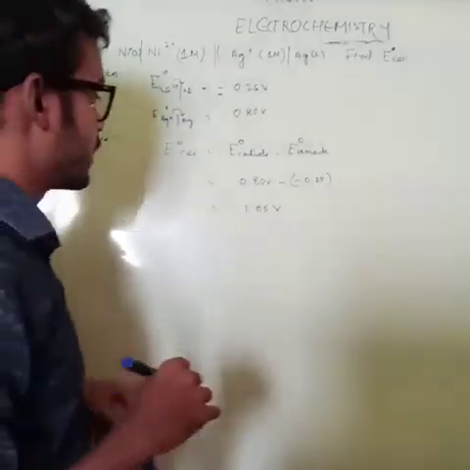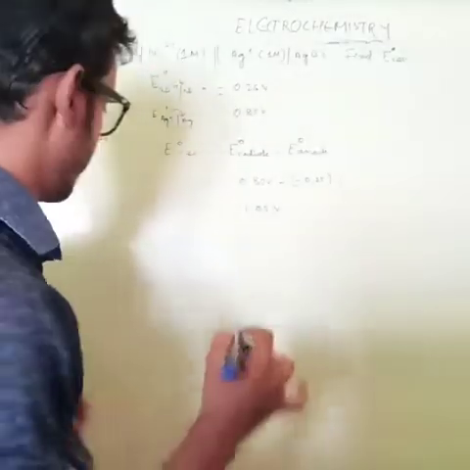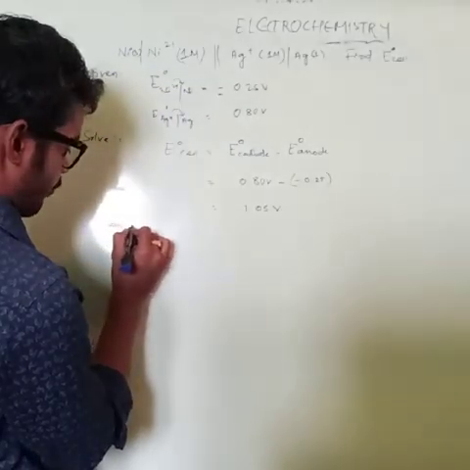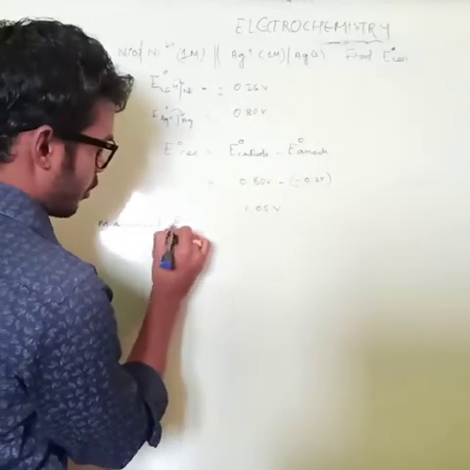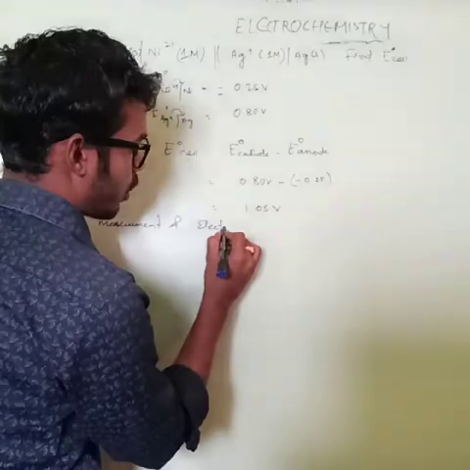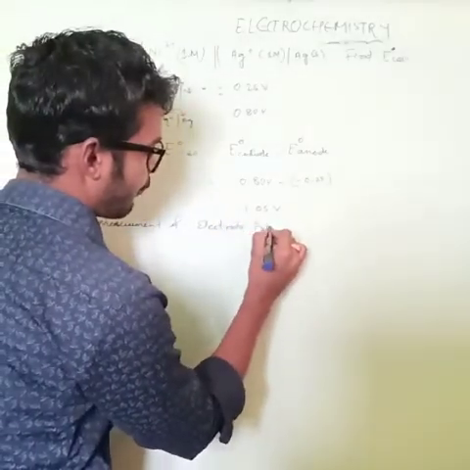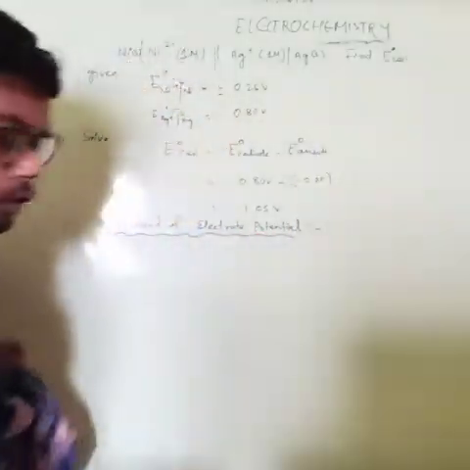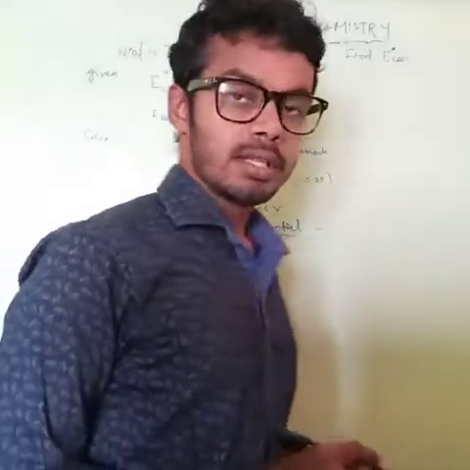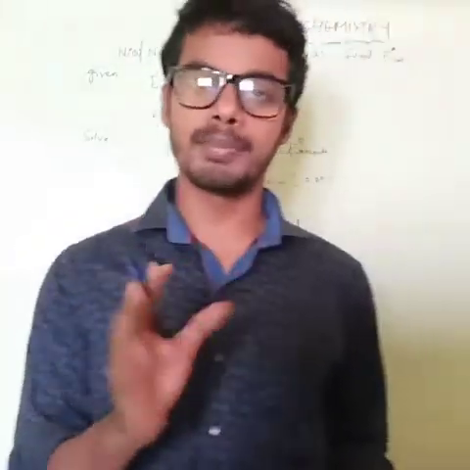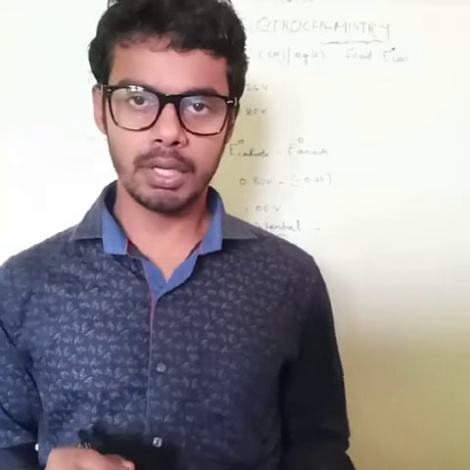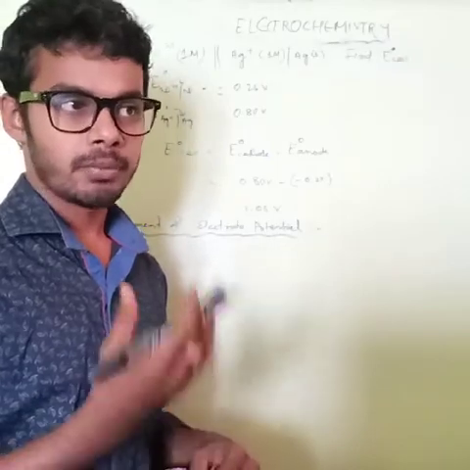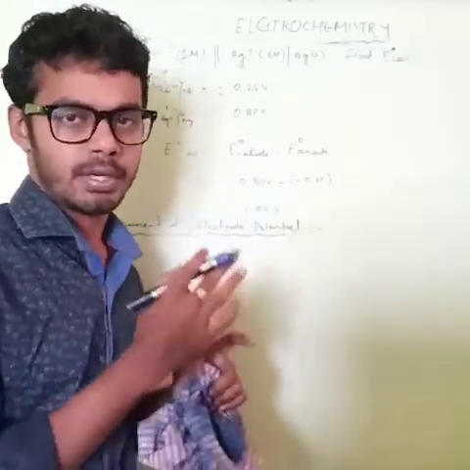So next we will go towards the measurement of electrode potential. Put it as a heading. Normally, you can't measure the potential of a half cell. So for that we need a reference cell, and from that reference cell we will calculate the half cell potential.